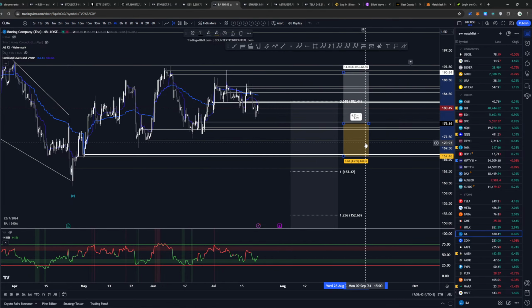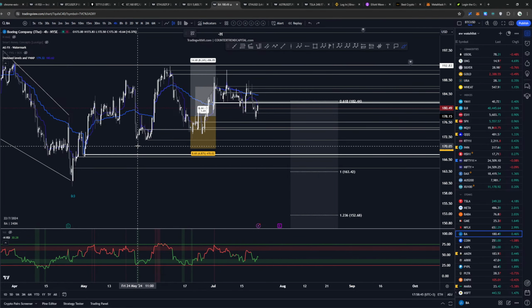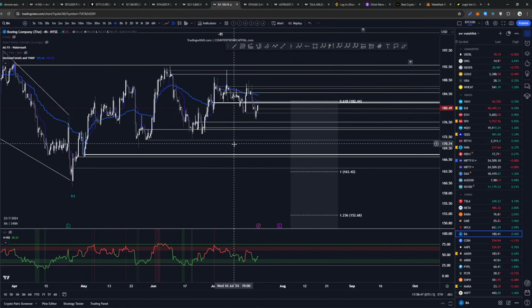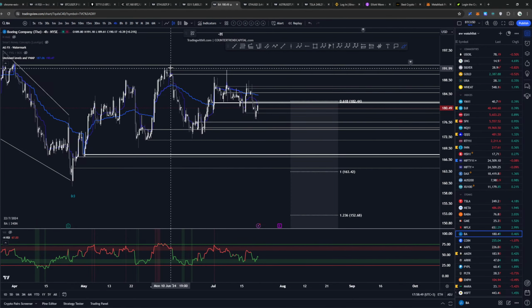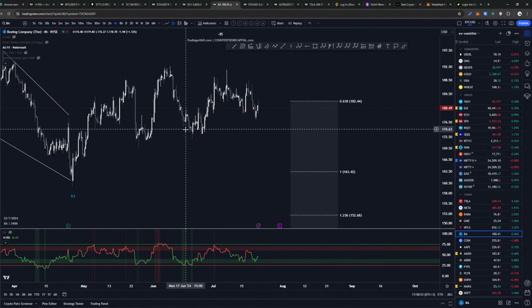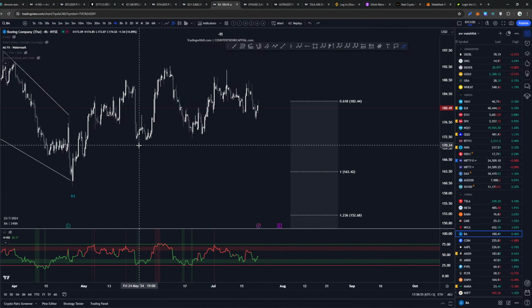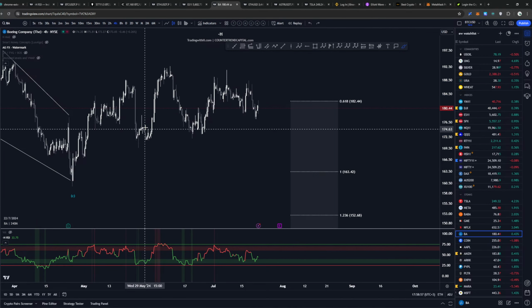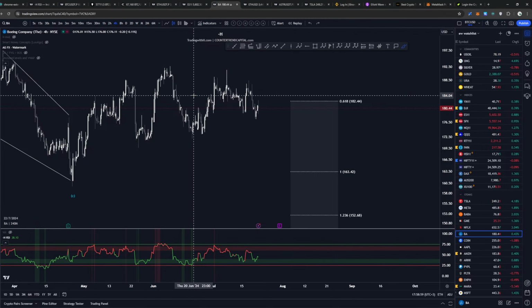Boeing. I think I was looking for a play on this. I did not take that trade. I think the reason was because this structure to the downside is very similar in size. The angle is very similar to this previous impulse, which is again scary to take.